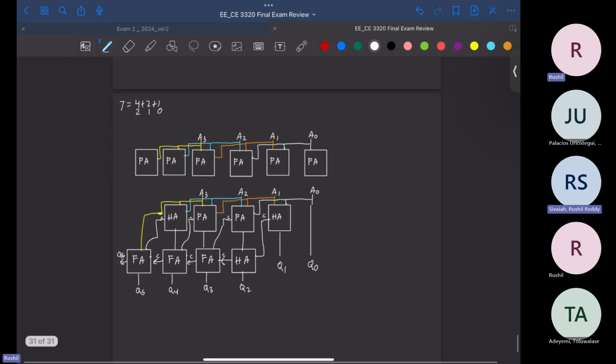Did I make a mistake? I feel like I might have. Let me check here. Okay, so yeah. I need to check if I did it right real quick though. 1 0 0 1 0 1 1. Yes, so this answer is correct.